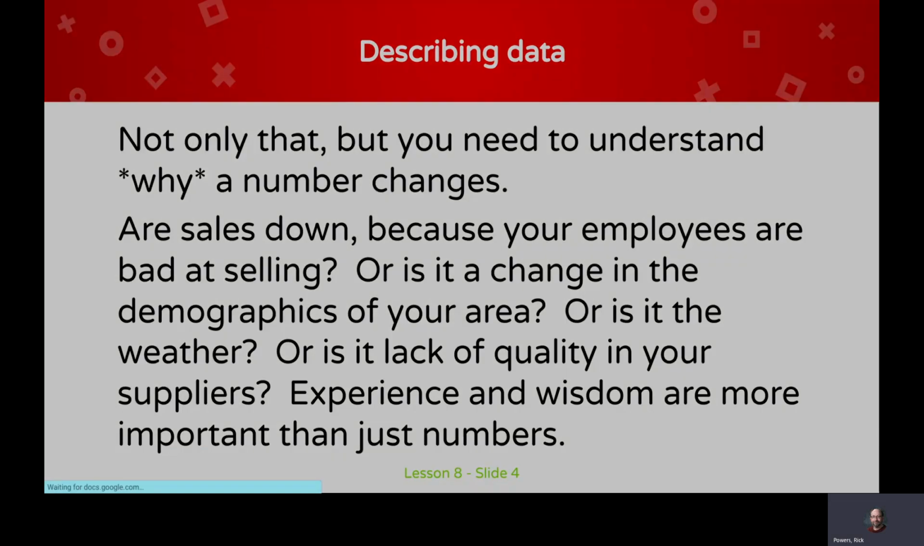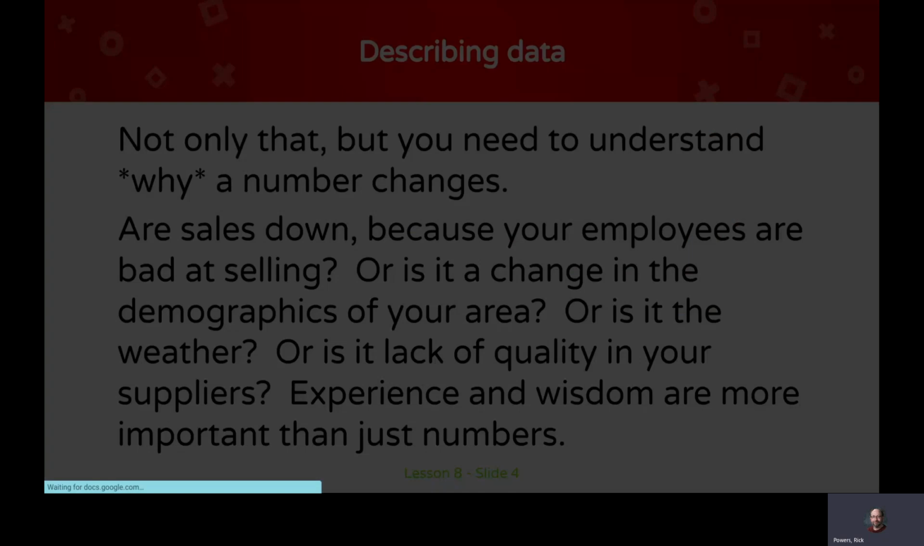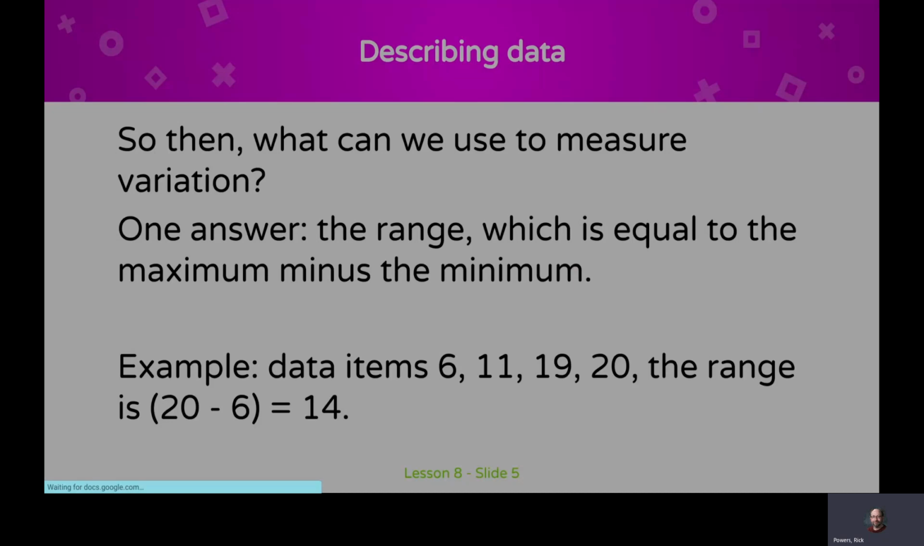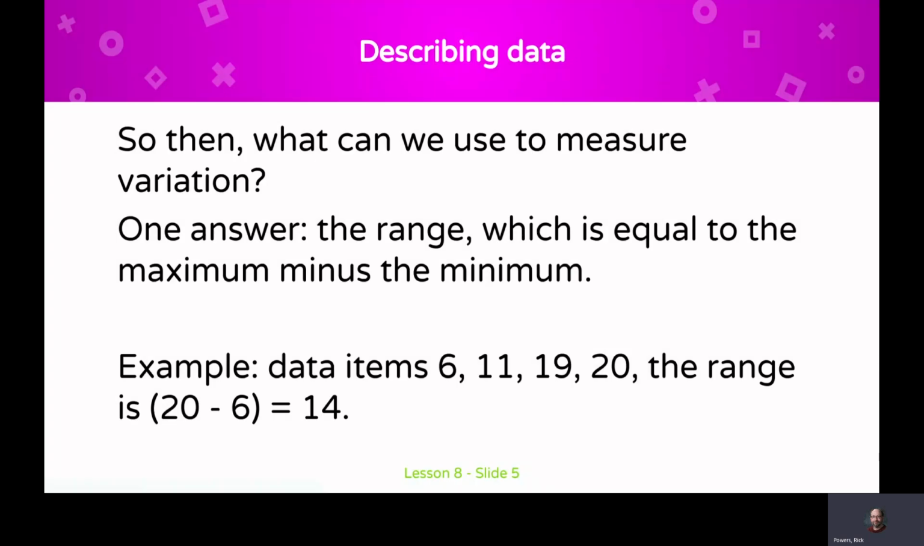So then, what can we use to measure variation? One answer, the range, which is equal to the maximum minus the minimum. Example, data items 6, 11, 19, 20. The range is 20 minus 6, which is 14. Note the range is the number 14.